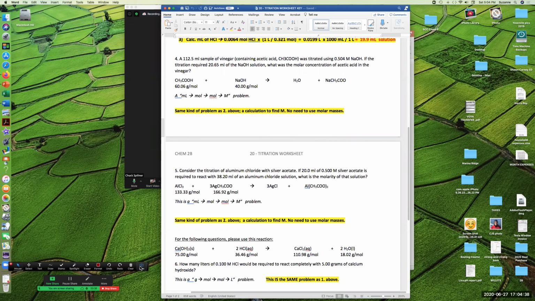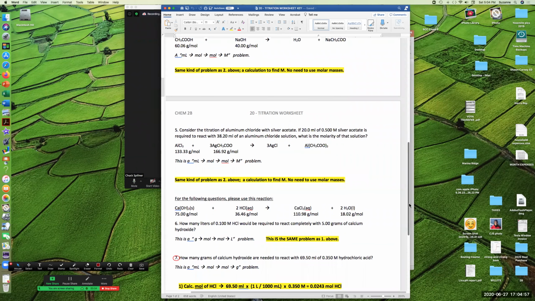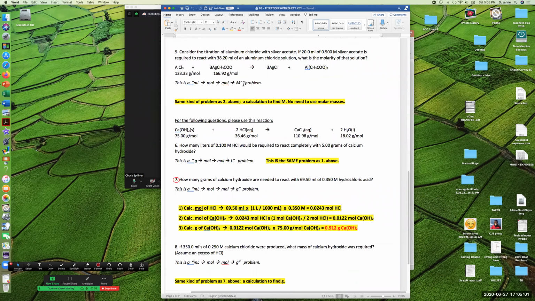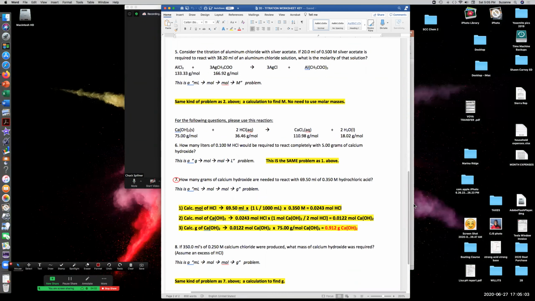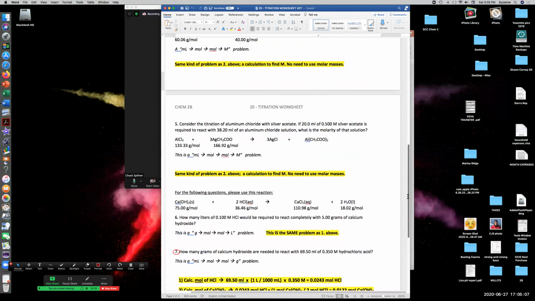Here's the balanced reactions. You have to pay attention to the stoichiometry. It turns out that I don't think you need the molar masses. The molar masses are just there for extra information. You don't really need those in this problem. Question 5 is a mil to mole to mole to molarity problem, the same as question 2 above.